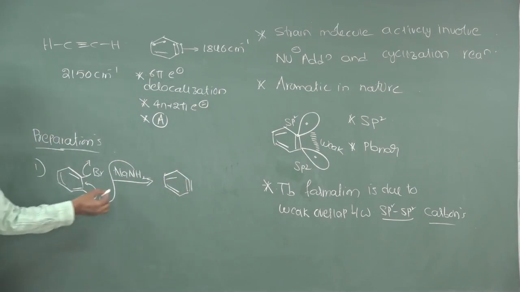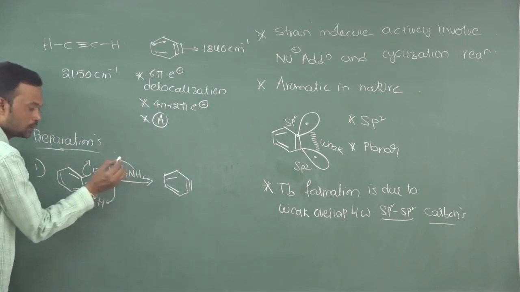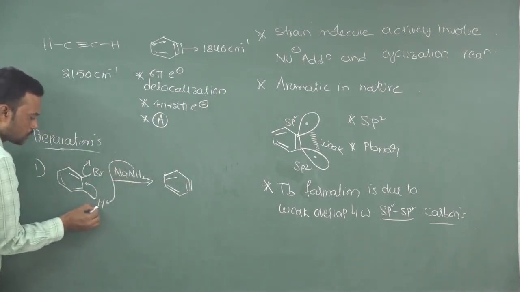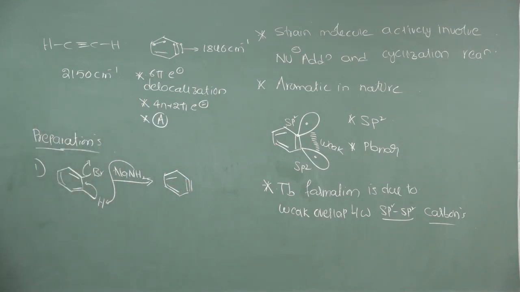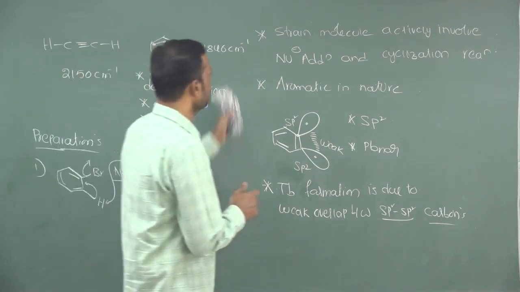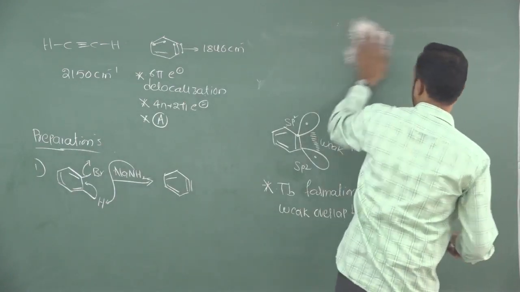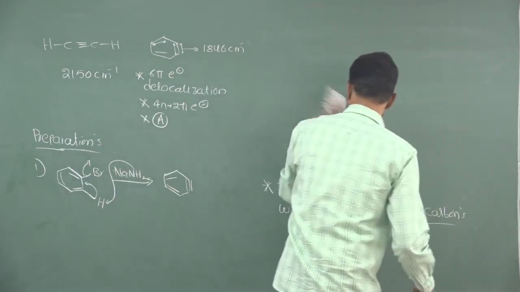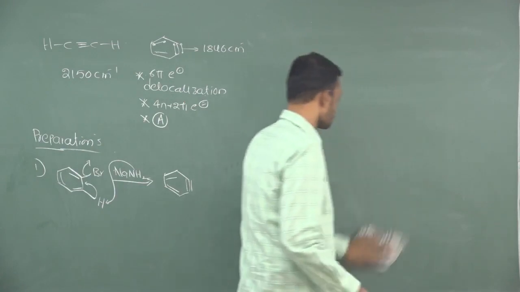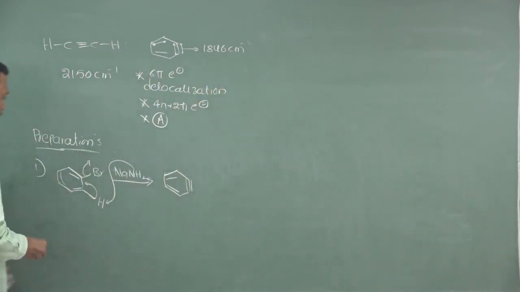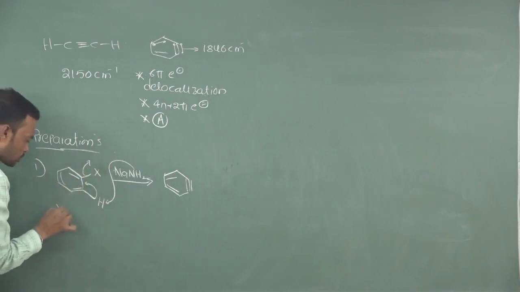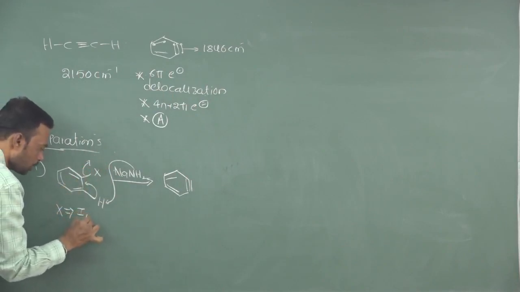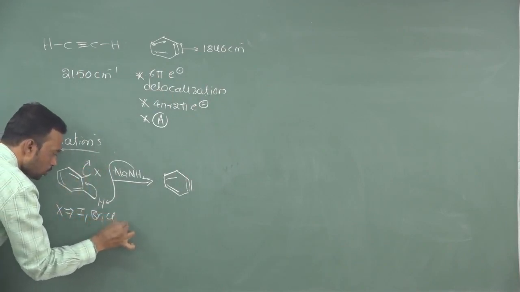Remember, the base is almost every time sodamide only. When sodamide is given, it will take this proton and form a triple bond, and the halogen is removed. Clear? In that particular case, remember it should be a halogen. Here I am taking a halogen, that may be any kind of halogen other than fluorine. It may be iodine, bromine or chlorine.